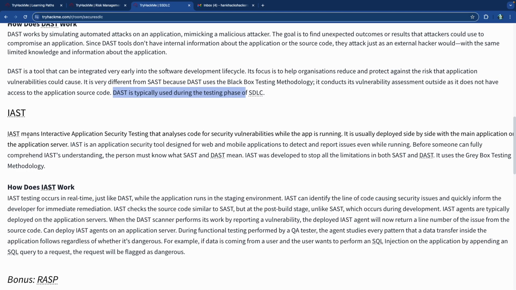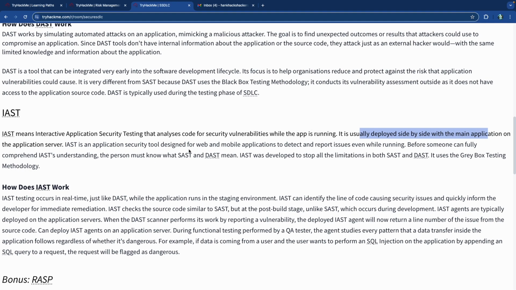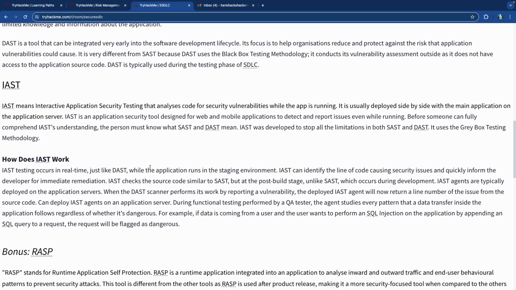Then you have IAST, which is interactive, and it analyzes the code for security vulnerabilities while it's running. It's usually deployed side by side with the main application on the application server, and it's an application security tool designed for web and mobile applications to detect and report issues while running. Before somebody can fully comprehend it, the person must know SAST and DAST. So IAST was developed to stop all the limitations in both SAST and DAST, and it uses gray box testing, which is a combination of white box and black box. And you both know and don't know, right?